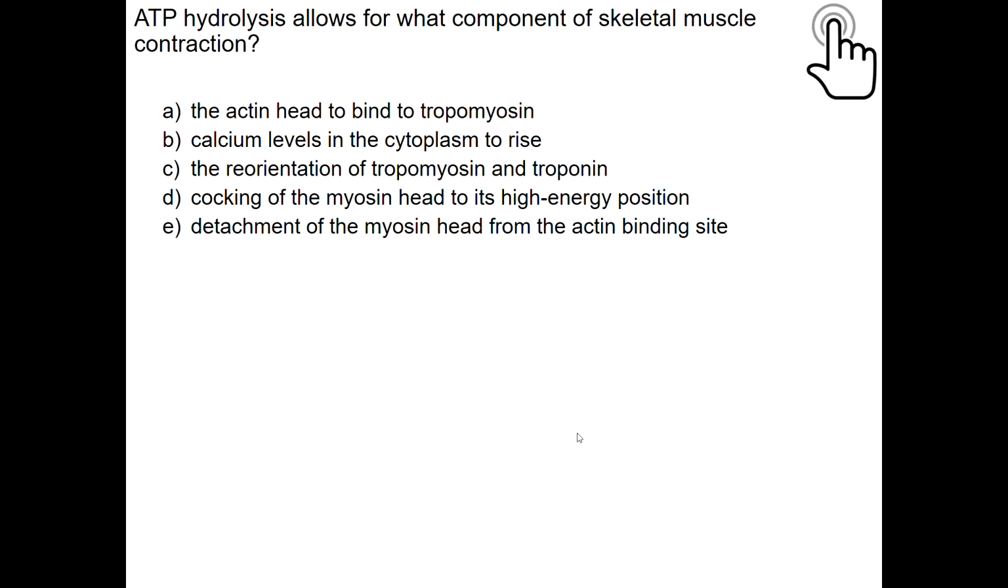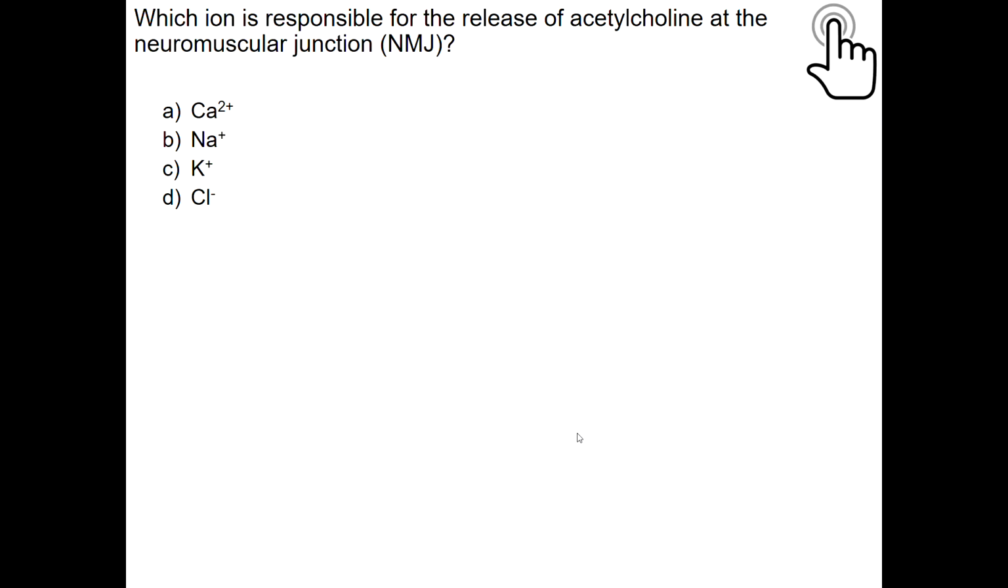All right, we have another question, yay! Which ion is responsible for the release of acetylcholine at the neuromuscular junction? Is it A, calcium, B, sodium, C, potassium, or D, chlorine? So again, pause this video and go answer the third question below.